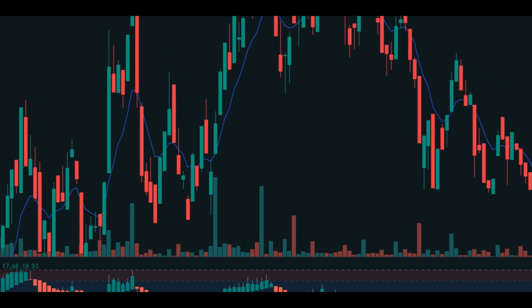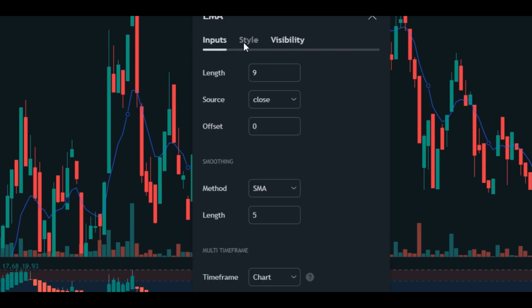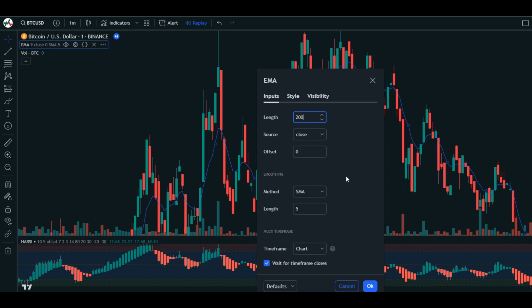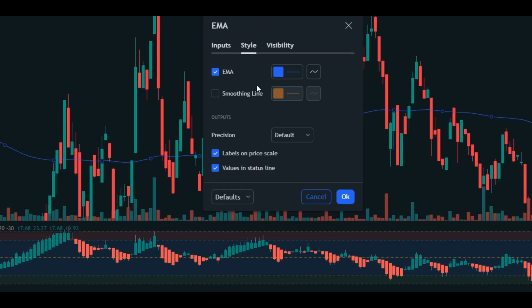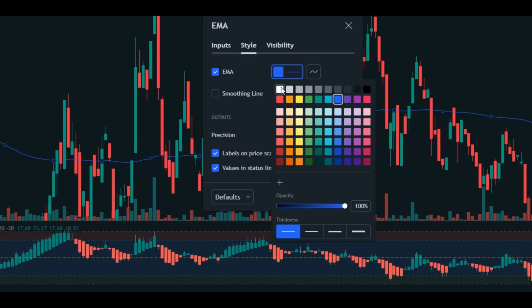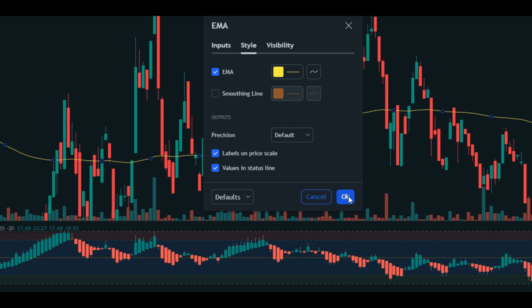Now let's change the indicator settings. Navigate to the EMA indicator settings, and click on the Input tab. Now change the value of the EMA to 200. Next, click on the Style tab. Here we will be changing the color of the indicator to make it more visible.